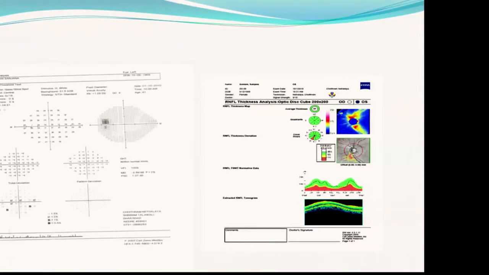The only thing I can think of is that the IOP is 22 and the corneal thickness in this patient is 496. So we can possibly add about another 2 to 2.5 millimeters. Every 50 microns, we add 2 to 2.5. So it's still on the higher side. That is like 23 or 24, we can say, for the IOP values.